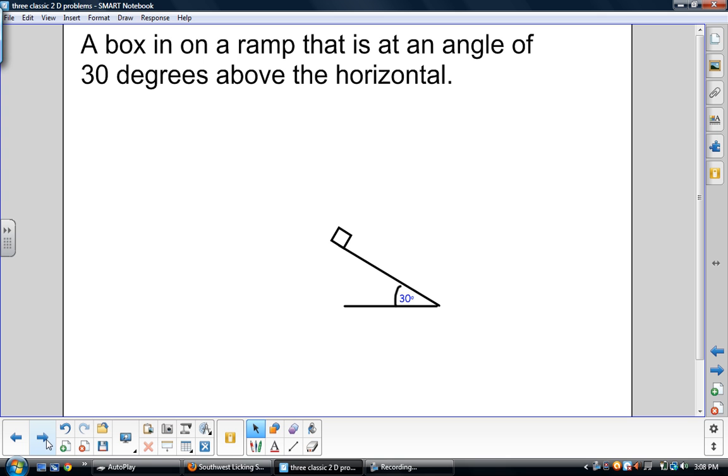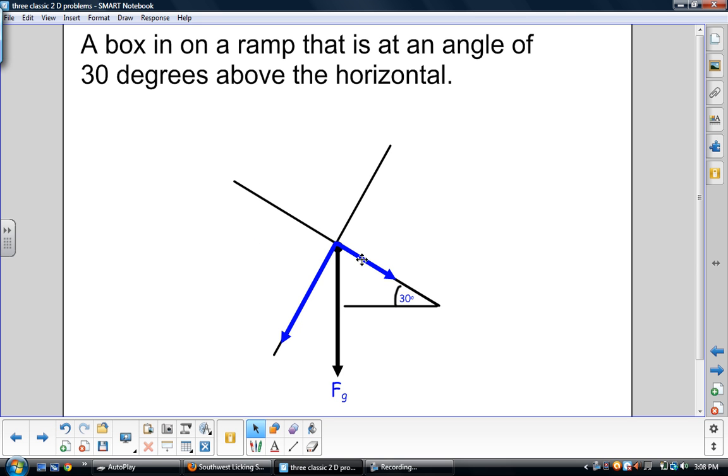Alright, so there's our box sitting on the ramp. There's our 30-degree angle. Basic setup for this problem, draw your axes, your coordinate system. Draw them so that the x-axis is the surface of the ramp. There's our force of gravity. That's the primary force in this particular problem of the box sliding down the ramp. And I've put in here my y component of the force of gravity and my x component of the force of gravity.